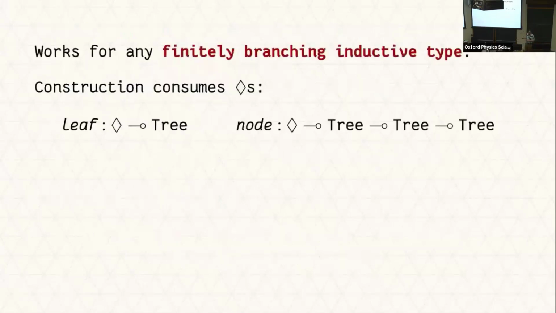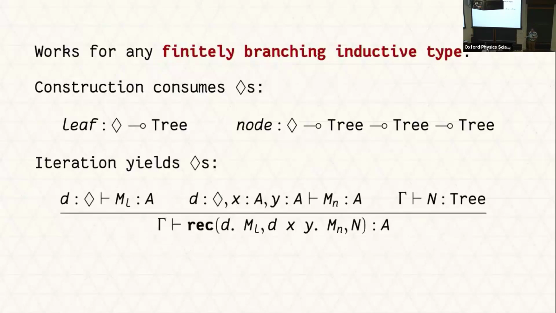And the key point now is that this applies to pretty much any other kind of finitely branching inductive type. So the construction consumes diamonds. So here's the tree: the leaf consumes a diamond. Node takes two subtrees and produces a diamond. And for the iterator, we just add diamonds everywhere. And in fact, in the model I'm going to show later on, you can say that initial algebras exist for any kind of finite tree F, where we just append a diamond onto it as well. It gives us enough power to do the iteration.